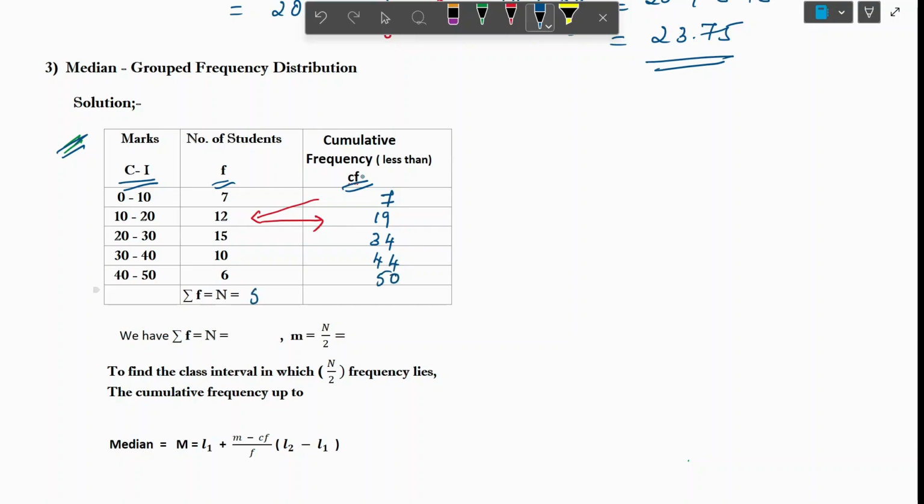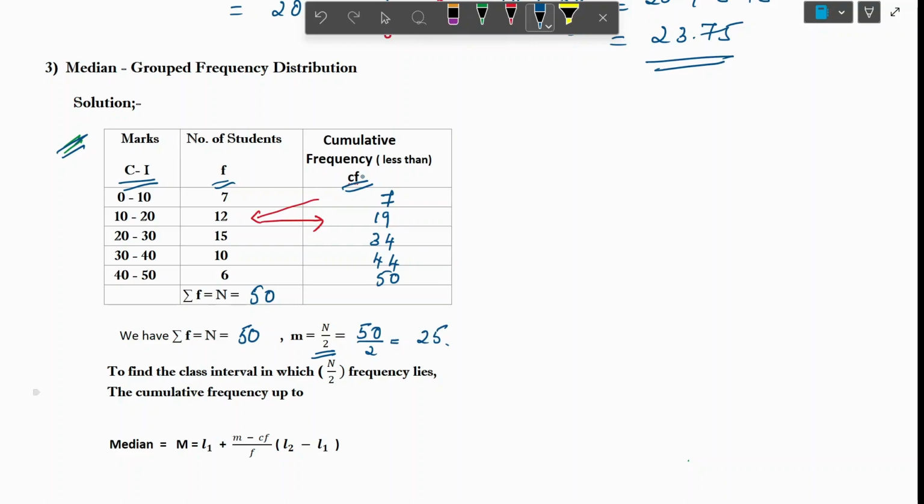Therefore, what is the total? That is equal to 50. Here you have completed your cumulative frequency table. So, what is the next step? We are going to write what is your n, that is sigma f, that is n, 50. Now we are going to find what is n by 2. That means here 50 by 2, that is equal to 25.